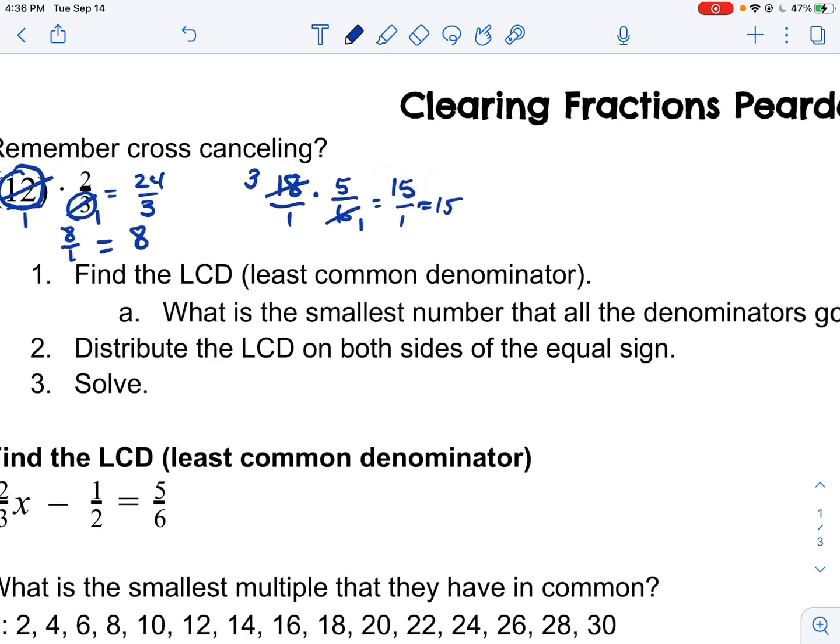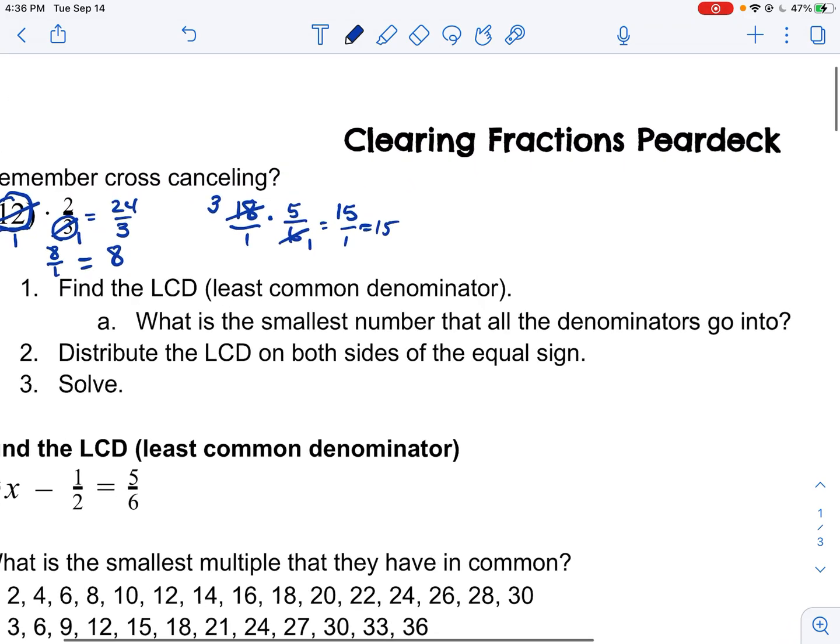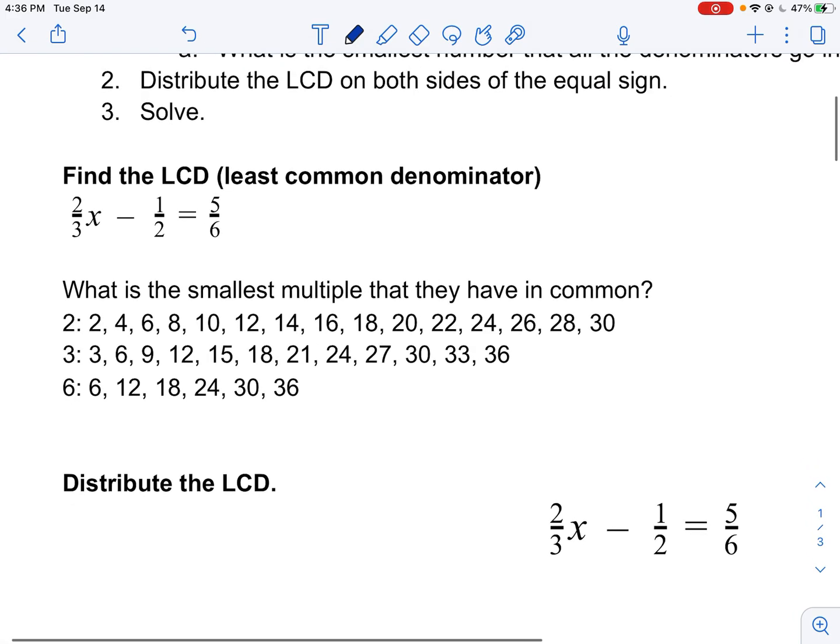The first thing when we're clearing fractions is we have to find the LCD, or the least common denominator. What is the smallest number that all the denominators go into? Then distribute the LCD on both sides of the equal sign and solve. We'll do it step by step. So let's look at this first one.